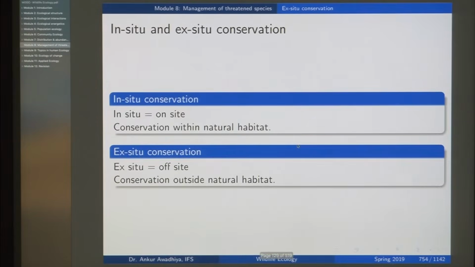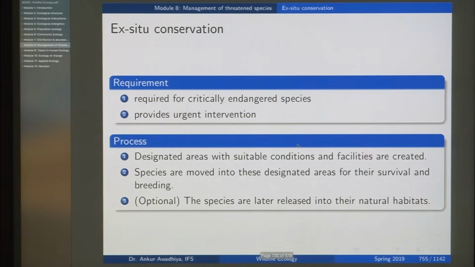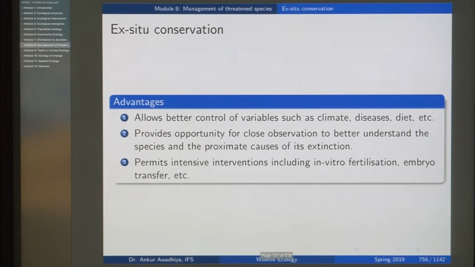Next, we looked at ex situ conservation. So, ex situ is conservation that is off the site, that is outside the natural habitat. Now, it is required especially for critically endangered species because it provides urgent intervention, and you designate certain areas as your ex situ conservation areas, create facilities, bring the animals, and if required you release them later on. It allows much better control of variables, it provides opportunity for close observation of organisms, and it permits much more intensive interventions including in vitro fertilization, embryo transfer, and so on.